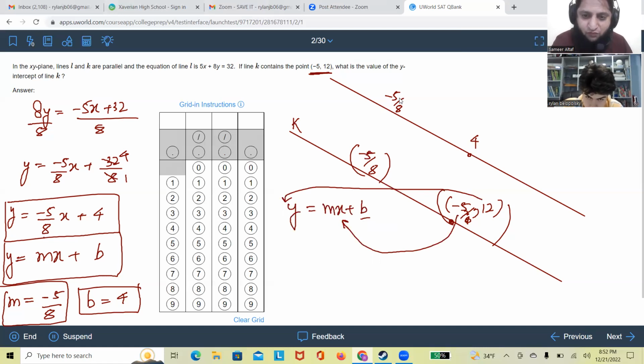So I'll be writing y as 12 equals m is negative 5/8 for this line times x is negative 5 plus b. Can you solve it?